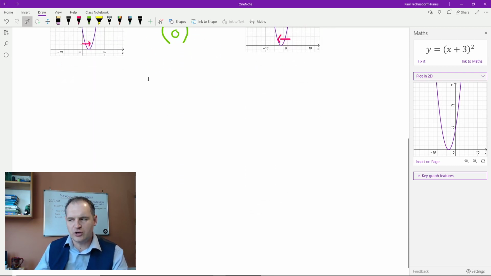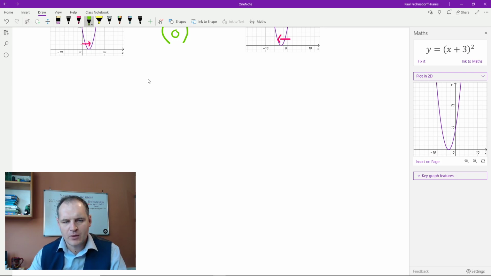We're now going to talk about what happens when we have got graphs which do multiples of the amounts.